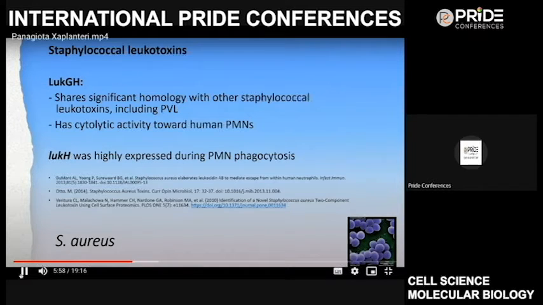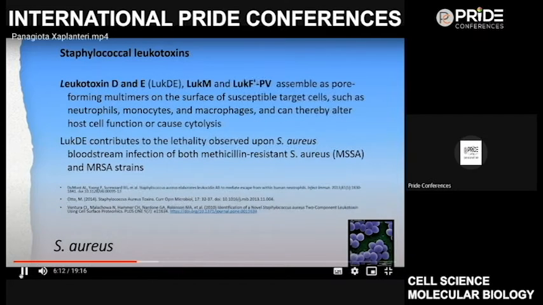LukAB shares significant homology with the other staphylococcal toxins, including PVL, and has cytolytic activity toward human polymorphonuclears. It was highly expressed in polymorphonuclear phagocytosis. With other leukotoxins, it targets the surface of susceptible target cells, such as neutrophils, monocytes, and macrophages, and can thereby alter the host cell function for phagocytosis. LukAB contributes to the lethality observed across Staphylococcus aureus bloodstream infection of both methicillin-sensitive Staphylococcus aureus, MSSA, and MRSA strains.